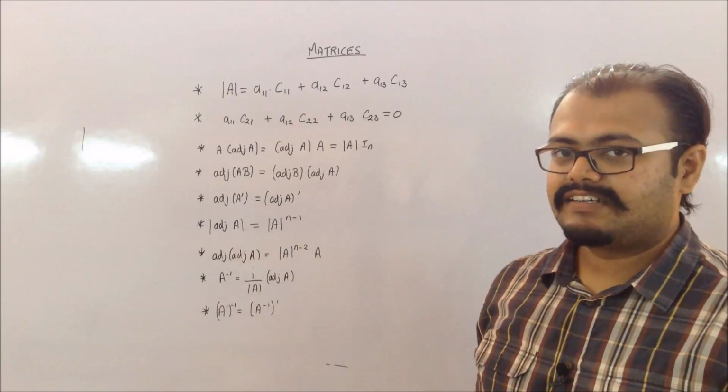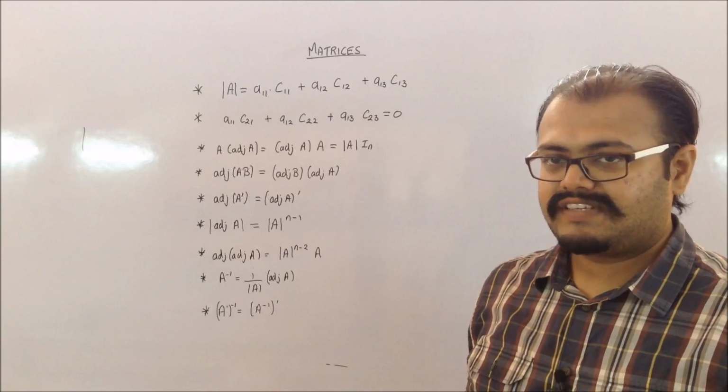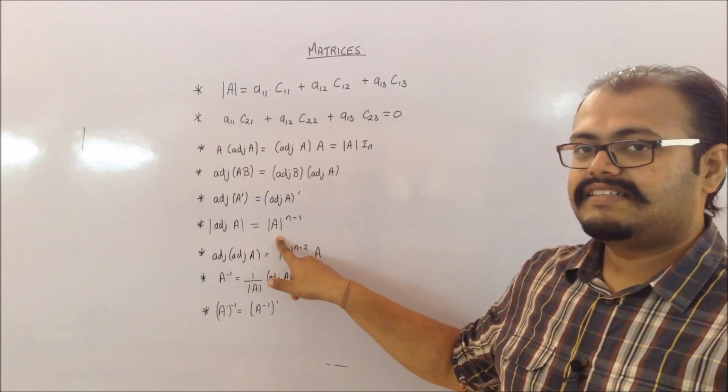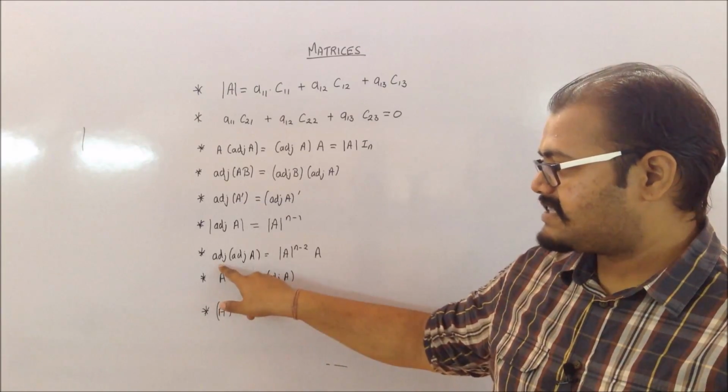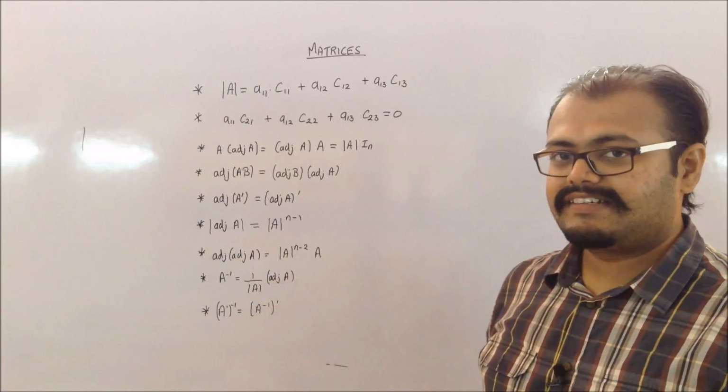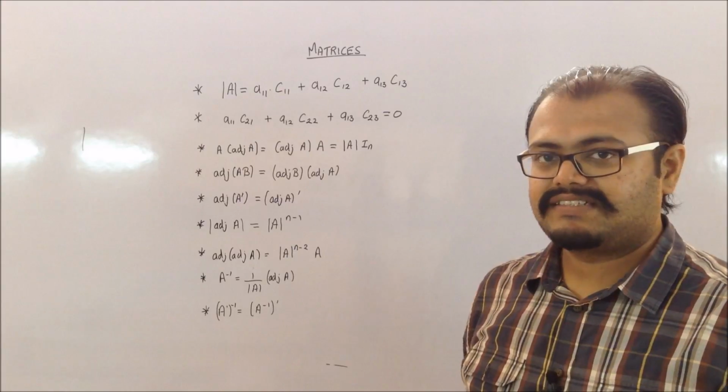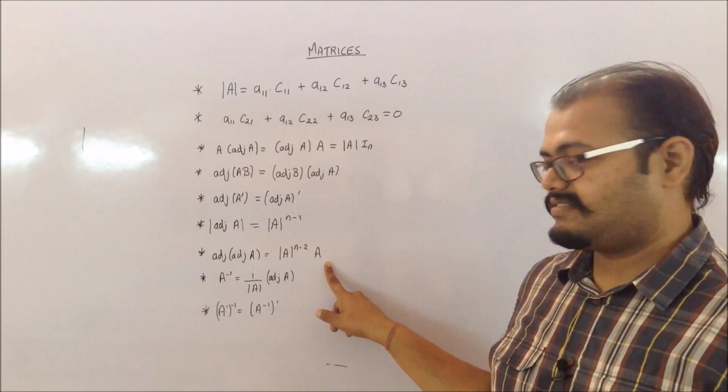Then if I am finding the determinant of the adjoint of A, then it will be the determinant of A raised to n minus 1. Then the adjoint of the adjoint will be the determinant of A raised to n minus 2 into the matrix A.